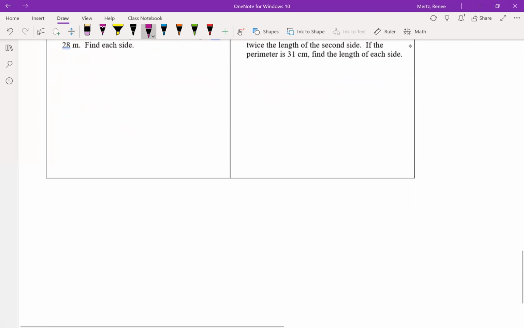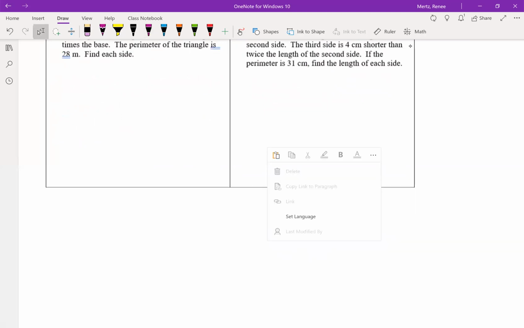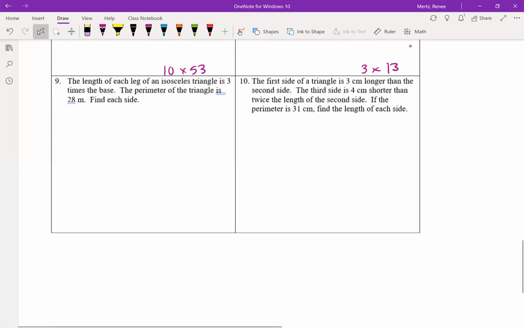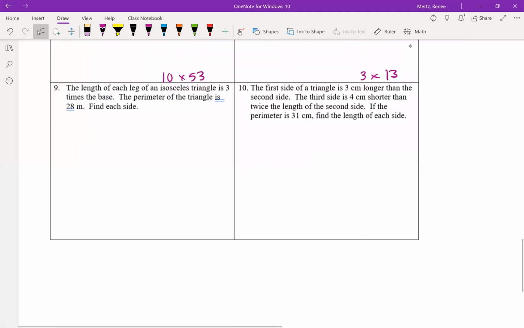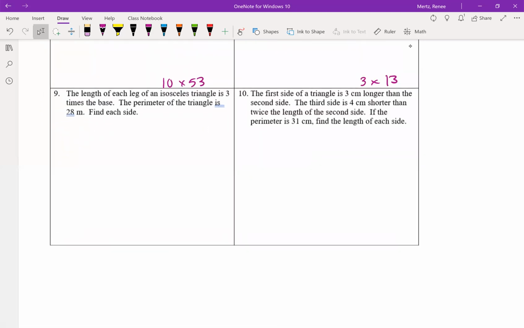For 9, you should get, I think we already did that one, 4, 12, 12. Is that the same? It is. Well, no, it's not. 4, 12, 12, it's just like number 1. And for 10, you should get 8, 11, and 12. Make sure you're trying these.